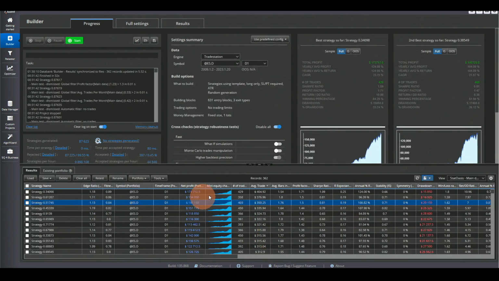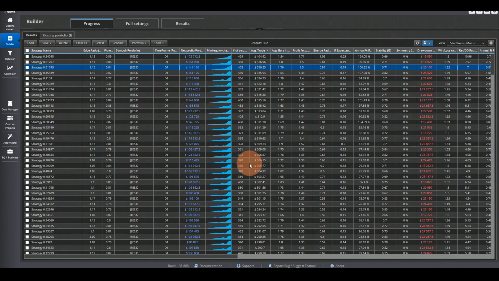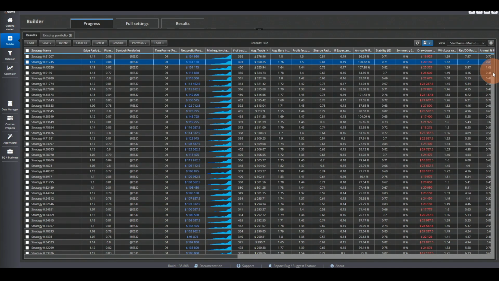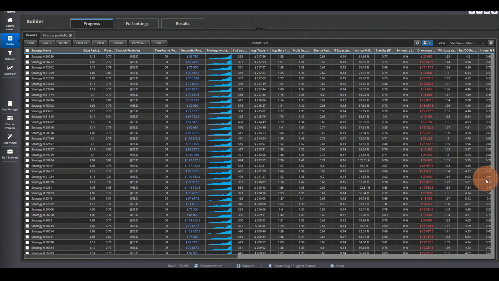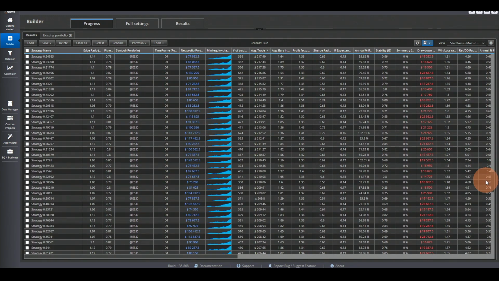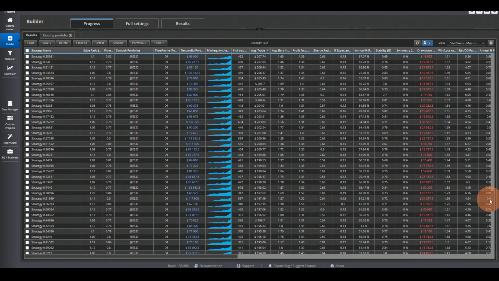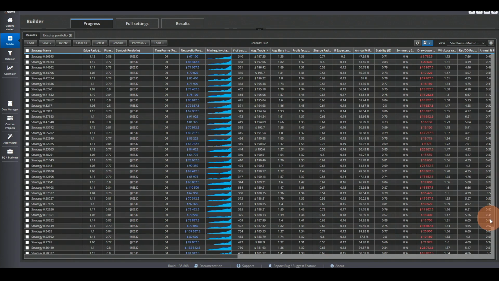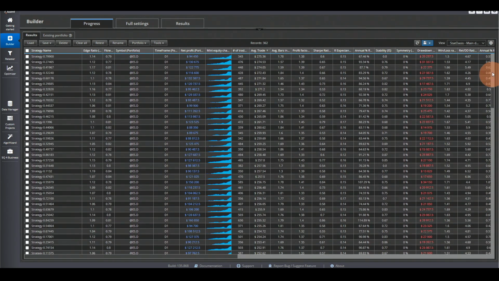And here I built, just click on it, 362. And look at these strategies. They're all beautiful. Remember, this is only lowest than previous bars. And we're exiting on the high, higher than the previous bars. And we have only one filter.